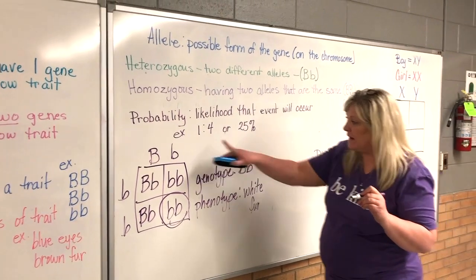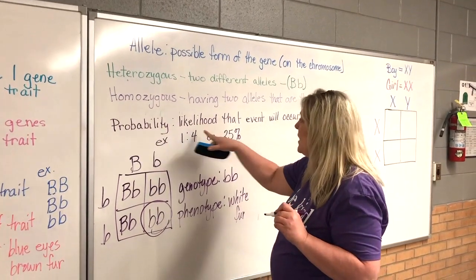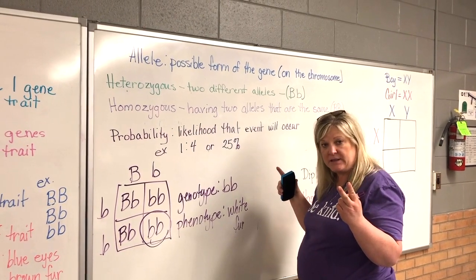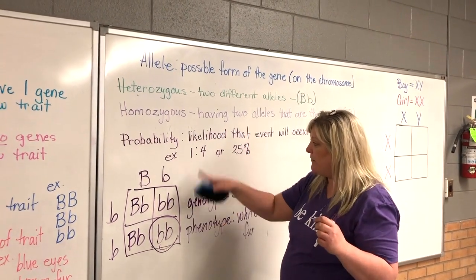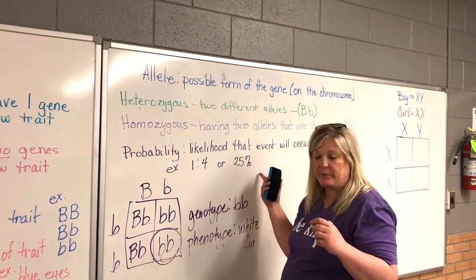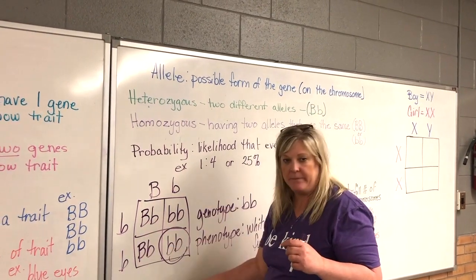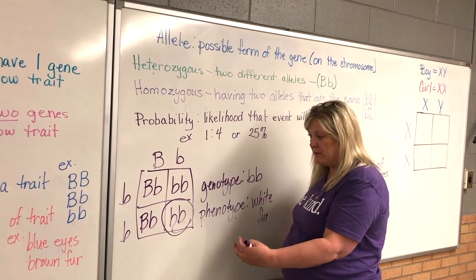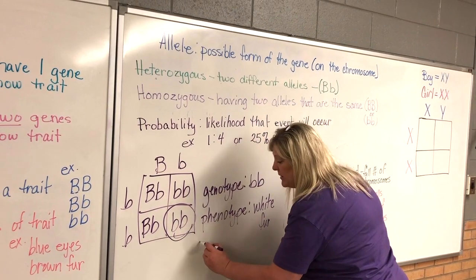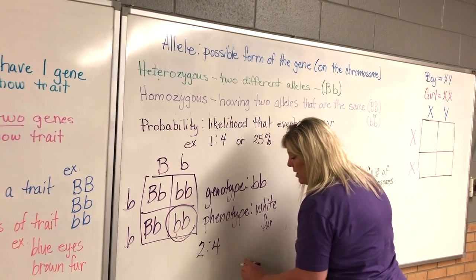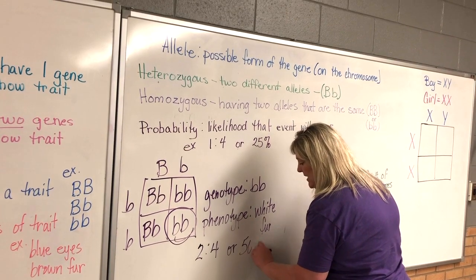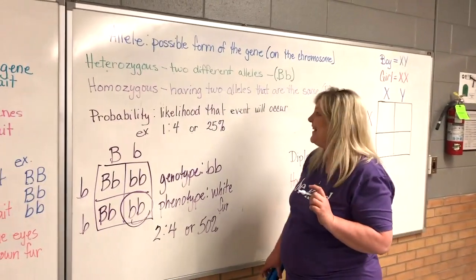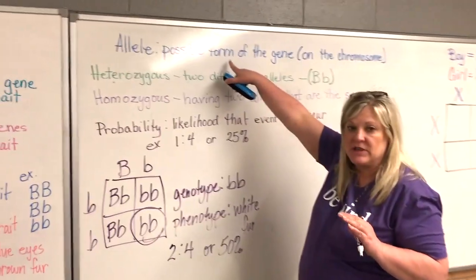Now, when we look at this right here and we talk about the probability, this is the likelihood that the event will occur. It can be written two different ways, like 1 out of 4 or 25%. But let's look at our little rabbit here. What is the probability that it will have white fur? Has to have 2, so the probability would be 2 out of 4 or 50%. Got it? All right.